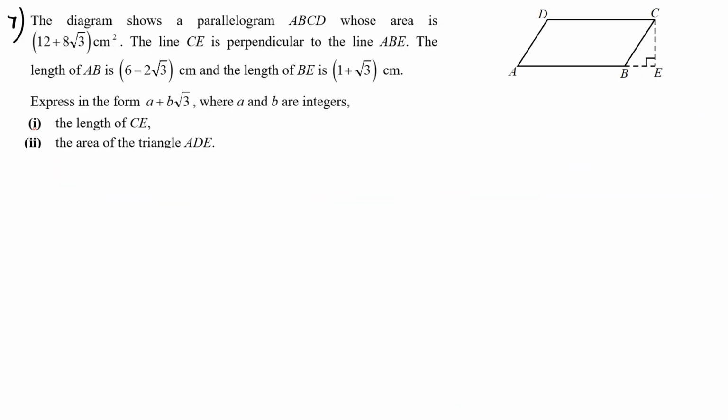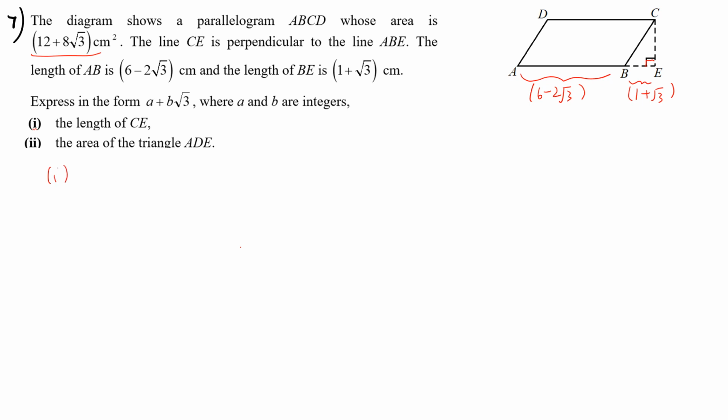Right, let's do another question involving surds. In this case here, we're given a parallelogram ABCD. We're given the area to be 12 plus 8 square root 3. Right, the line CE is perpendicular to the line ABE, meaning this is 90 degrees here. Alright, you're given the length of AB to be 6 minus 2 square root 3. And the length of BE, this little guy here, is 1 plus square root 3. Alright, so what are we asked to find? Is to find the length of CE.